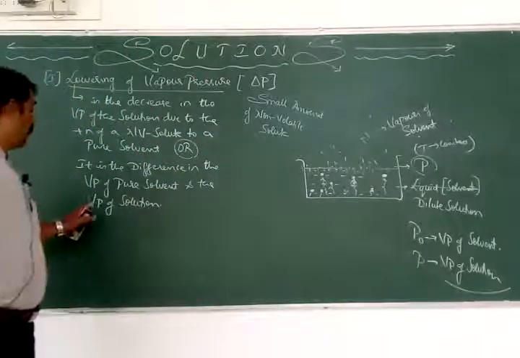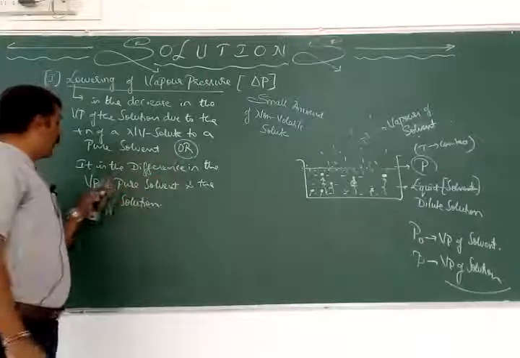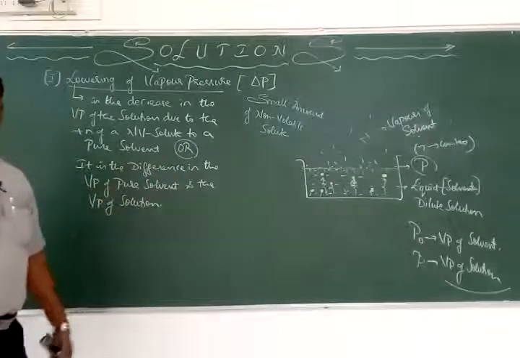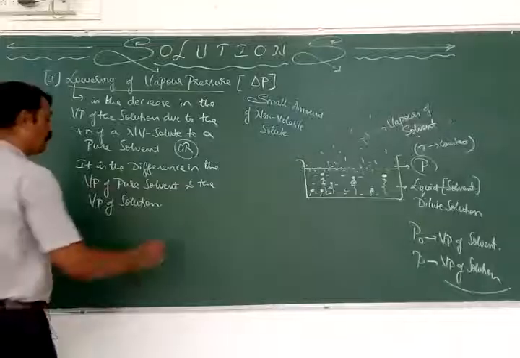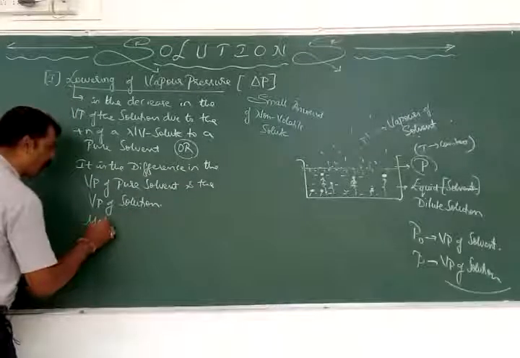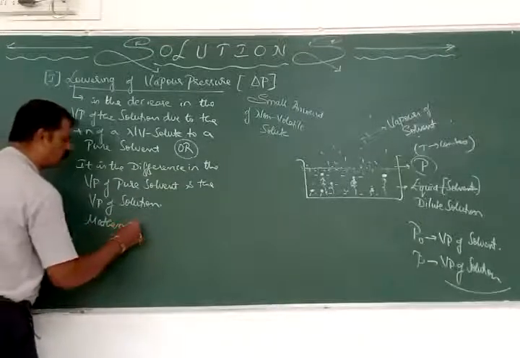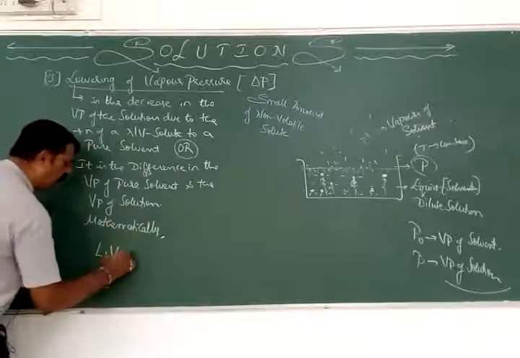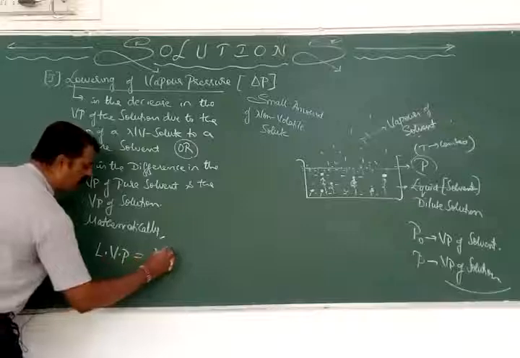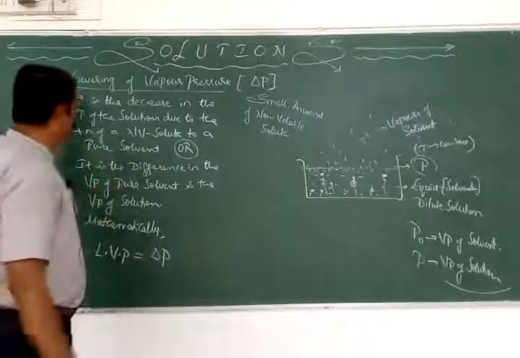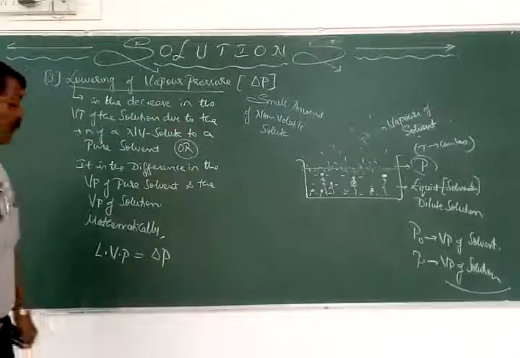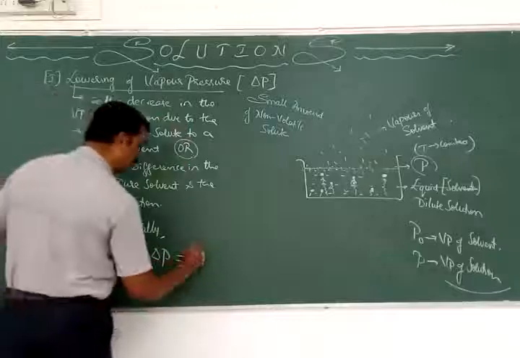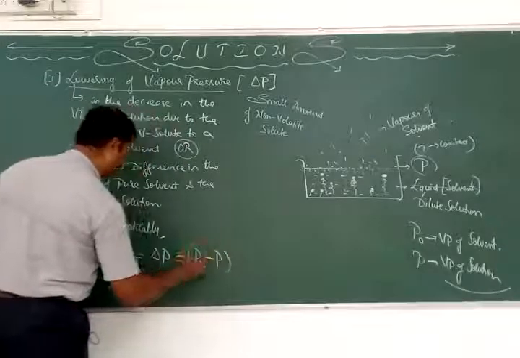It means the difference between the vapor pressure of the pure solvent and the vapor pressure of the solution. Mathematically, lowering of vapor pressure (LVP) is given by delta P, and that is equal to P naught minus P.